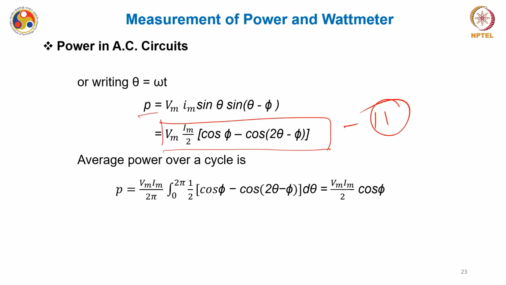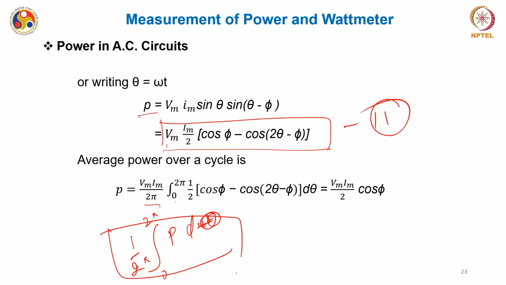Now if I have to calculate the average power over a cycle, this can be simply given as Vm Im by 2 pi, and then integration from 0 to 2 pi. So what we are doing is integrating it over 0 to 2 pi and then averaging over the complete cycle. That is, 1 by 2 pi into d omega t, or d theta, because we have considered omega t as theta. If we do this, we will get the average power over a complete cycle.